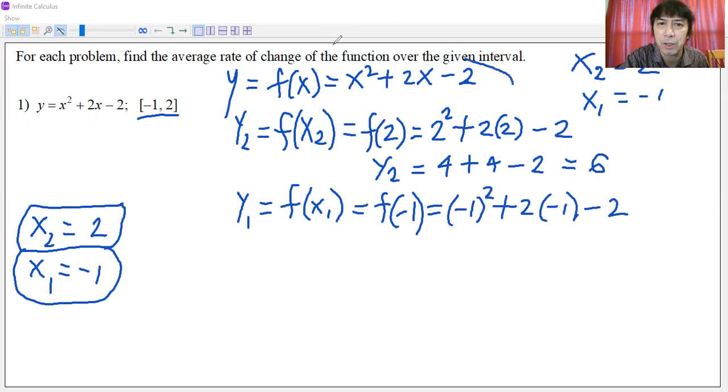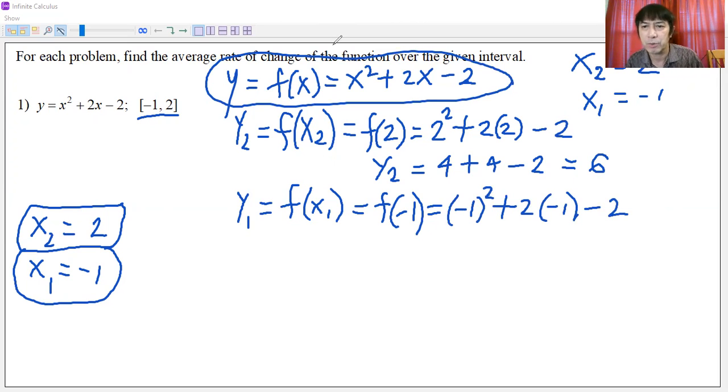So it's -1 squared plus 2 times -1 minus 2, and we shall find the value, and this will now be y1. y1 is equal to -1 squared, which is a positive 1, plus 2 times -1, which is -2, minus 2, and that should give us about 1 minus 4, and that should be a -3 there.